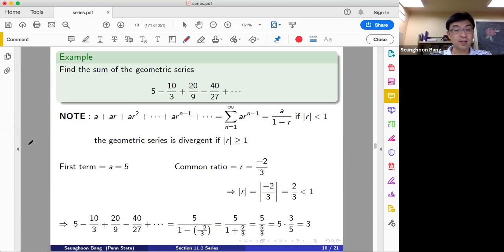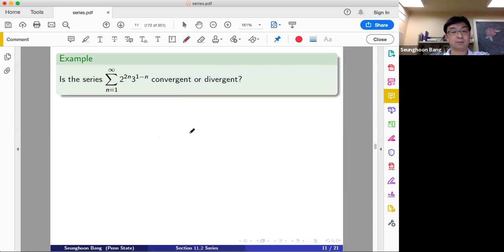So what's the key? You find the common ratio, and you can check. If the absolute value of R is less than 1, yes, convergent result. If the absolute value of R is greater than or equal to 1, always divergent. This is the whole idea for solving this problem. So, next tip.